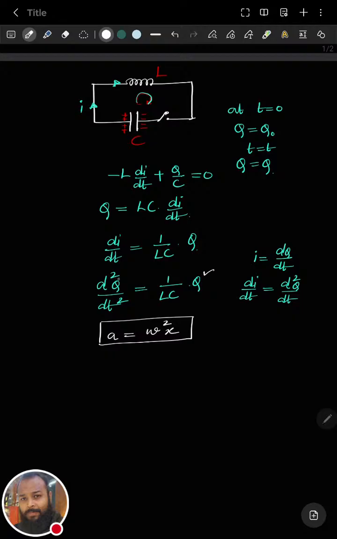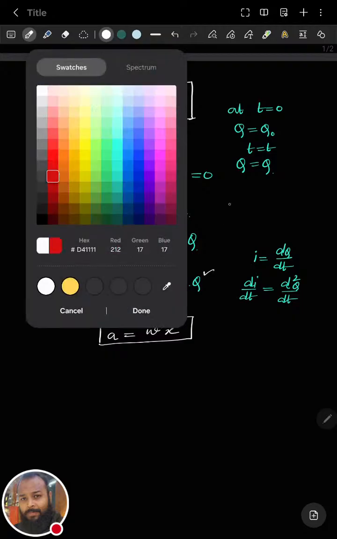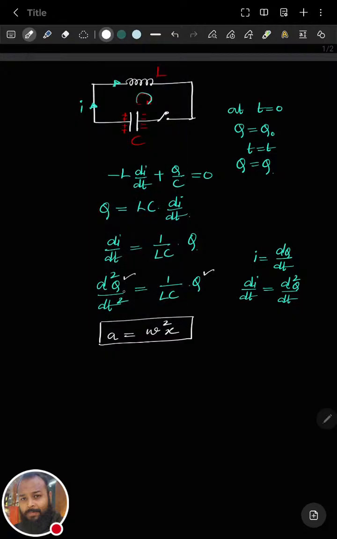So ये भी same है ना. So here also you have q and q. That means if you differentiate q twice, then you are going to get this one, right? You follow till here. So a is equal to omega square x के form में. So this is SHM. This is the condition for SHM, which is in first year. So in here also this is SHM.